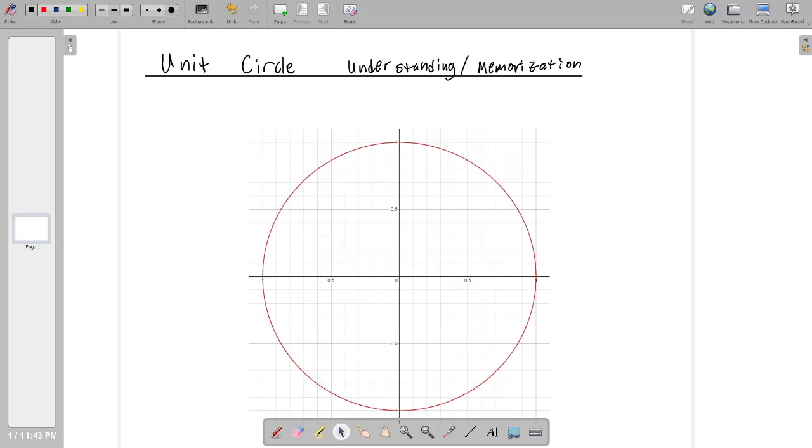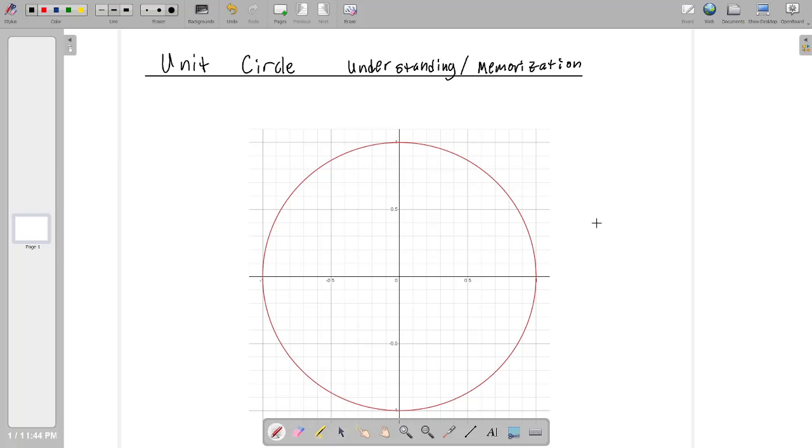Today we're going to talk about the unit circle, how to memorize it, and how to understand it. Really, memorizing the unit circle is tedious and involved, and there's no point in actually memorizing it because it's much easier to just understand what to do and then memorize the few values here and there.